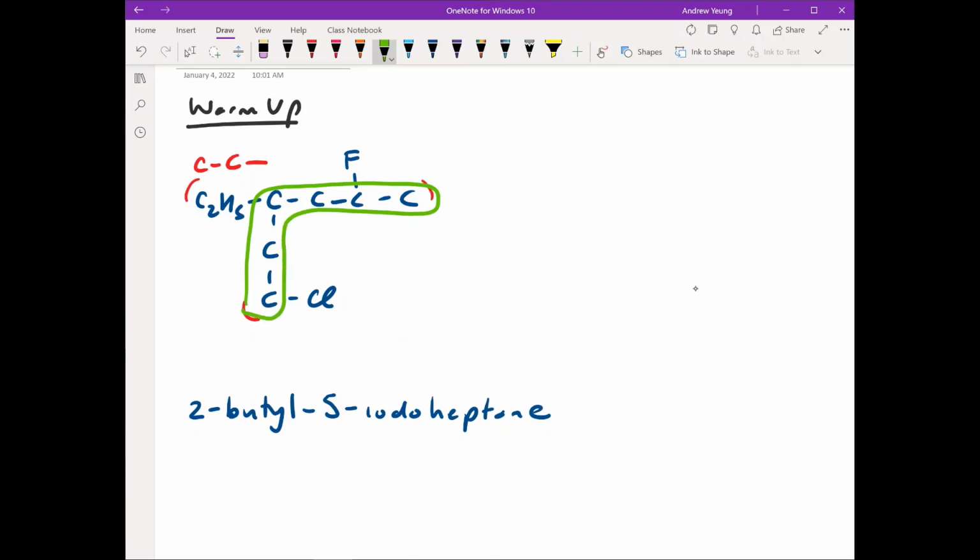Technically, it shouldn't matter. The reason why I'm going to prefer counting it this way is I can treat this C2H5 as a branch. That's branched directly off the parent. The chlorine is branched directly off the parent. What if I counted it the other way? Nothing's stopping you from doing it because it is also the longest chain.